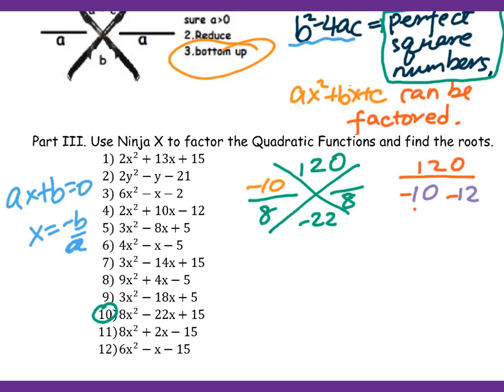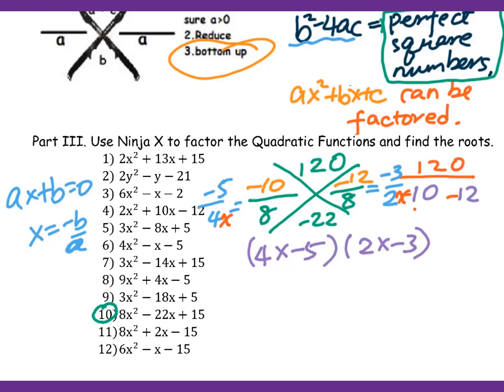I got -10, -12. Reduce, you will get -5, 4. Reduce this one, you got -3, 2. Then I put the x at the denominator. Bottom up, I got 4x minus 5 and 2x minus 3. Therefore, x1 equals opposite of this, that's 5 over 4. x2 equals opposite of this is 3 over 2.